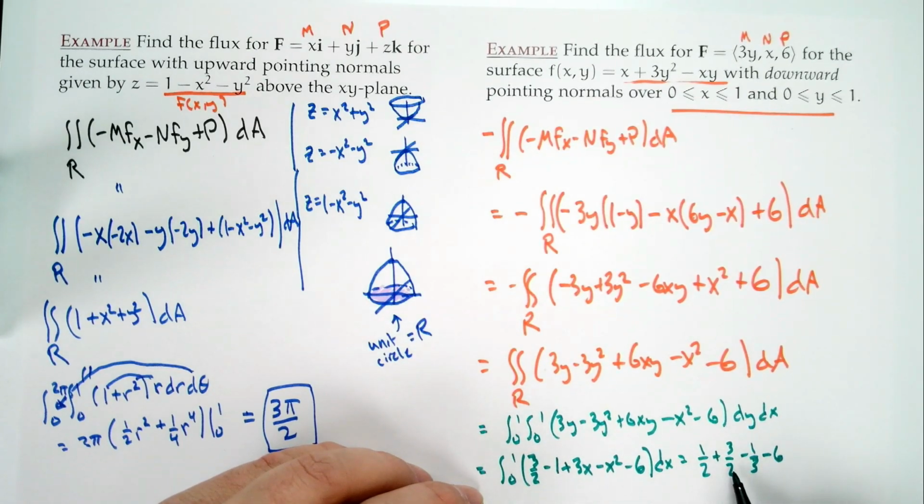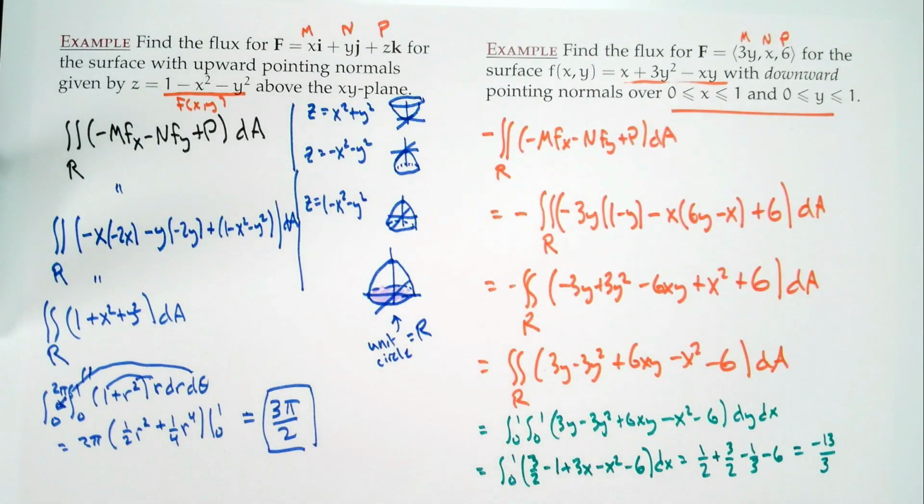1/2 plus 3/2 is 2. Minus 6 is negative 4. And if you subtract a third from negative 4, you get negative 13 over 3. Or really, which is negative 4 plus a third? Or is it negative 4 minus a third? But the answer is negative 13 over 3. All right.